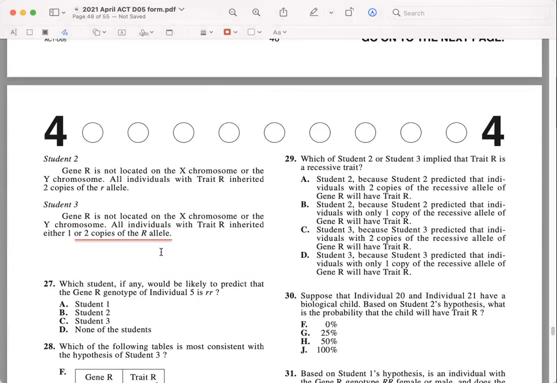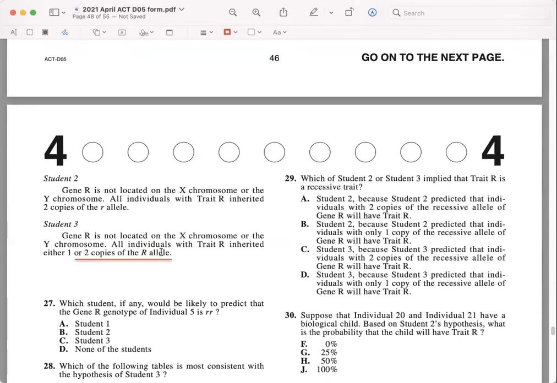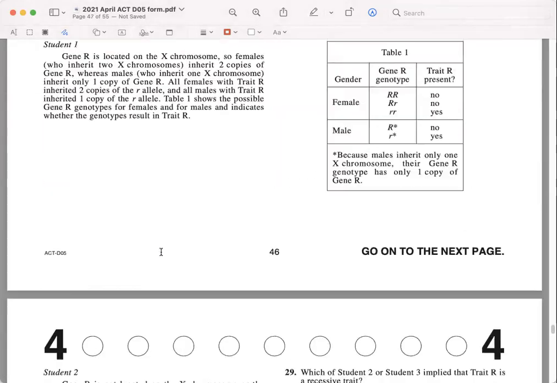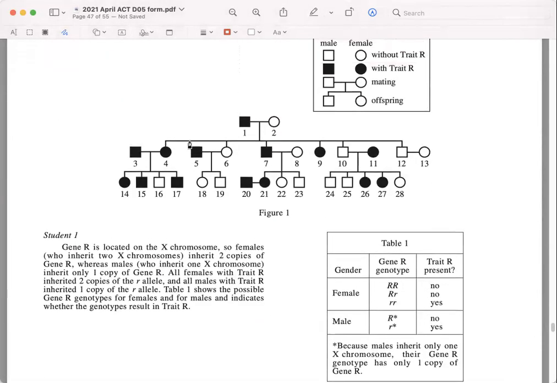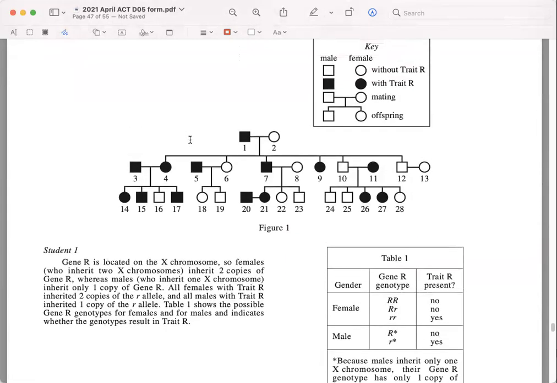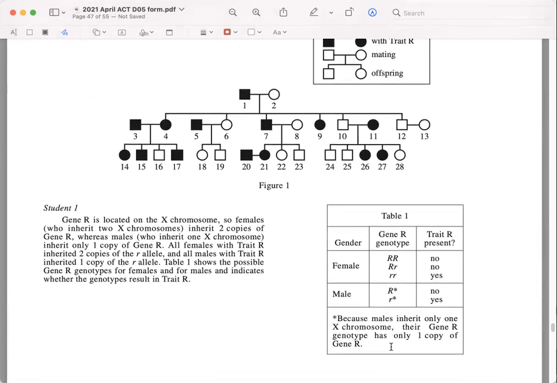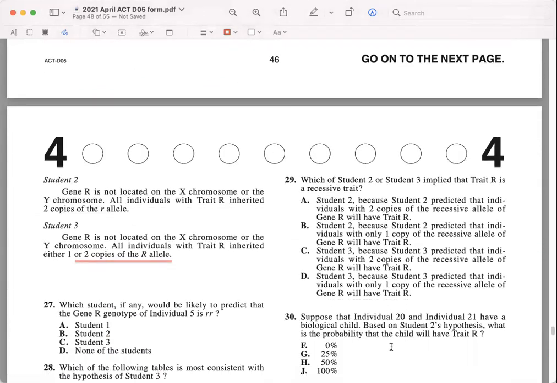That seems correct. Which student, if any, would be likely to predict that the gene capital R genotype of individual 5 is small r, small r? Okay, individual 5. So individual 5 is the one who has trait R, and it's a male, right? So for a male, two copies of the small r. So it would have to be student 2. Yeah.